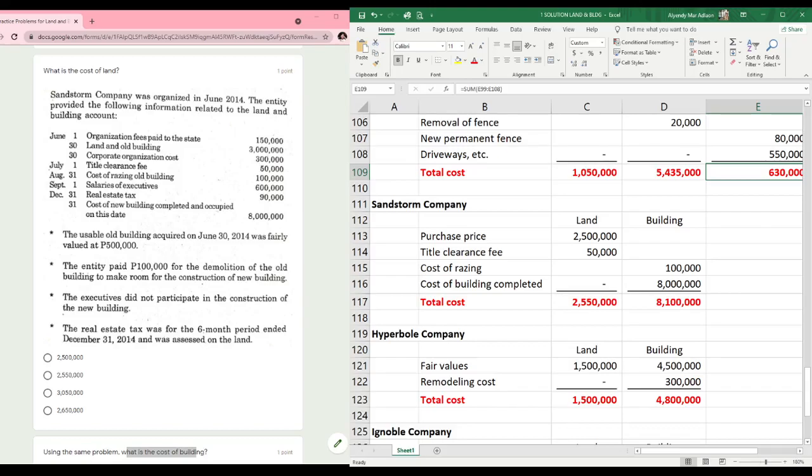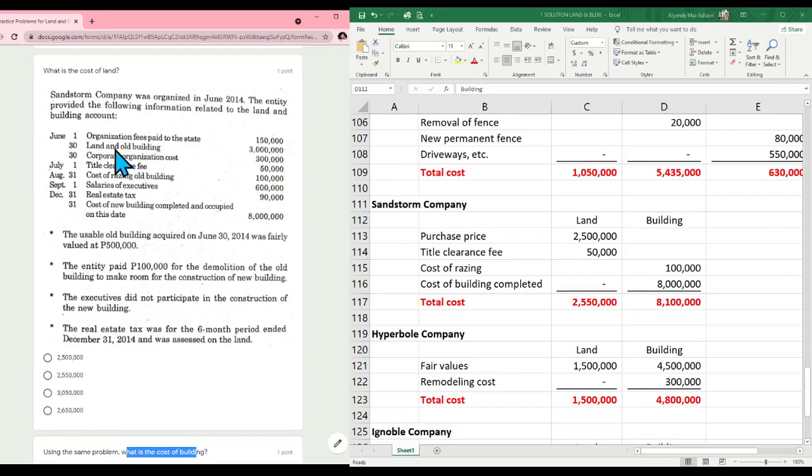Okay, first, organization fees paid to the state. So what is this? This is actually the fees paid for the organization of the company. It is not even related to the purchase of the land, nor is it related to the construction of the building. So therefore, this must be expense outright. Okay, the 150,000.